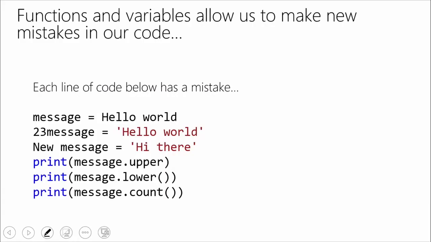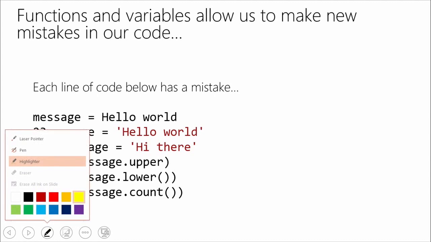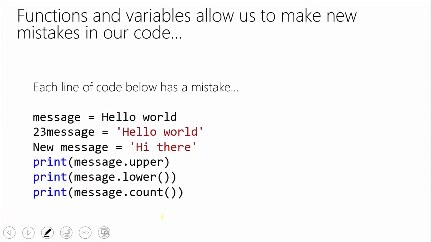So I've got good news and I've got bad news. Good news is functions are very powerful, can help us out. Bad news is they give us new opportunities to go in and make mistakes. So you are going to notice that each little line there does have a mistake. If we just kick through them here real quickly, with hello world, what is it? I think you're missing quotes around the string hello world. There you go.